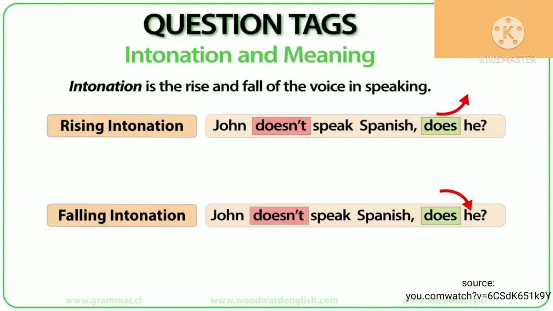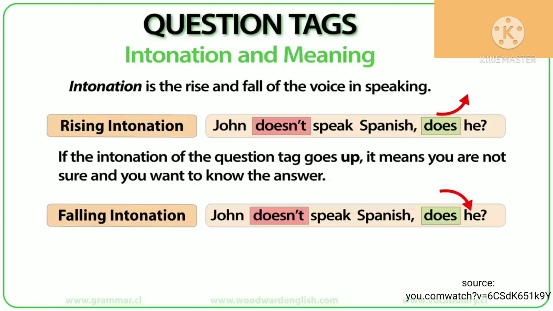Intonation is the rise and fall of the voice in speaking. Question tags can have a rising intonation or a falling intonation. Let's look at the meaning of both. Rising intonation. John doesn't speak Spanish, does he? If the intonation of the question tag goes up, it means you are not sure and you want to know the answer. John doesn't speak Spanish, does he? My voice went up at the end with does he? Because I'm not sure whether he speaks Spanish or not.